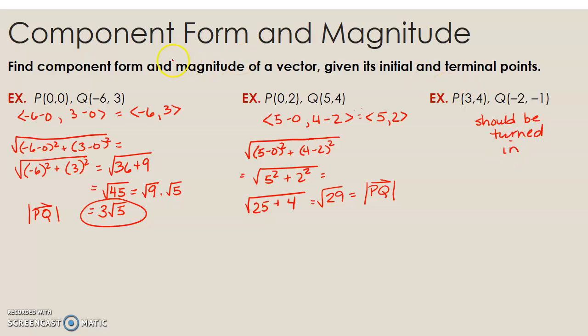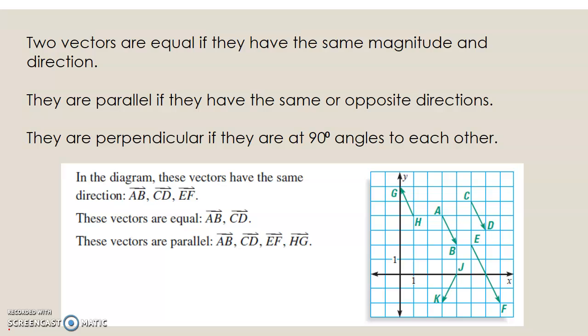And you'll find the component form and the magnitude. Okay? Two vectors are equal if they have the same magnitude and direction. They are parallel if they have the same or opposite directions. And they are perpendicular if they are at 90 degrees to each other.